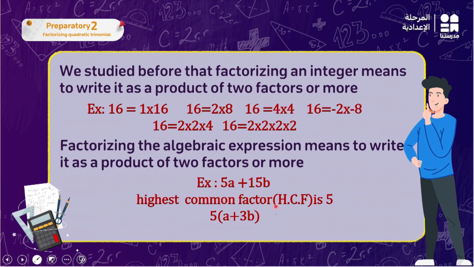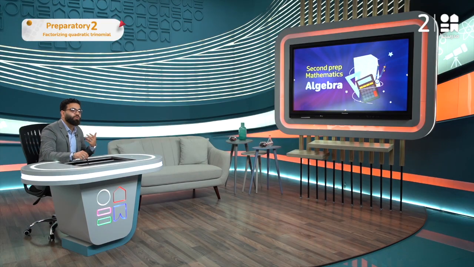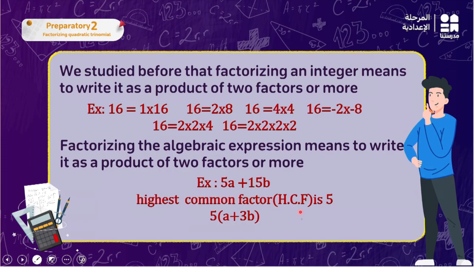So we can take highest common factor 5. Okay, we can take 5 as a highest common factor, so the result will be 5 multiplied by a plus b. يبقى أنا هنا عملت factorizing للإكسبريشن ده by taking the highest common factor، وده أبسط طريقة أو أبسط نوع من أنواع الفactorization اللي هو taking the highest common factor. Let's complete.